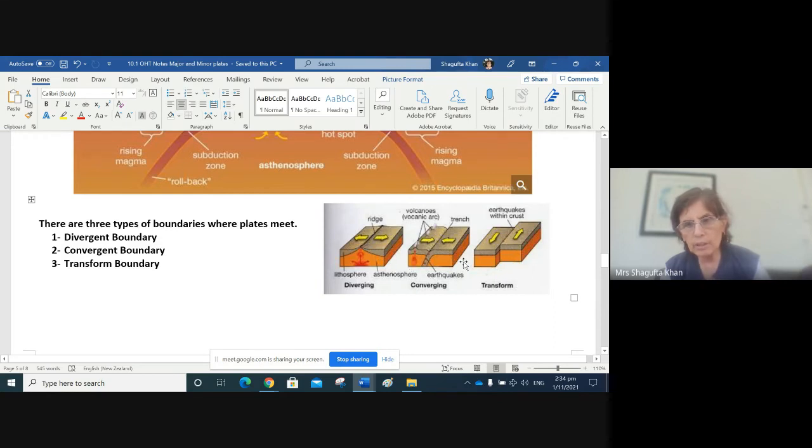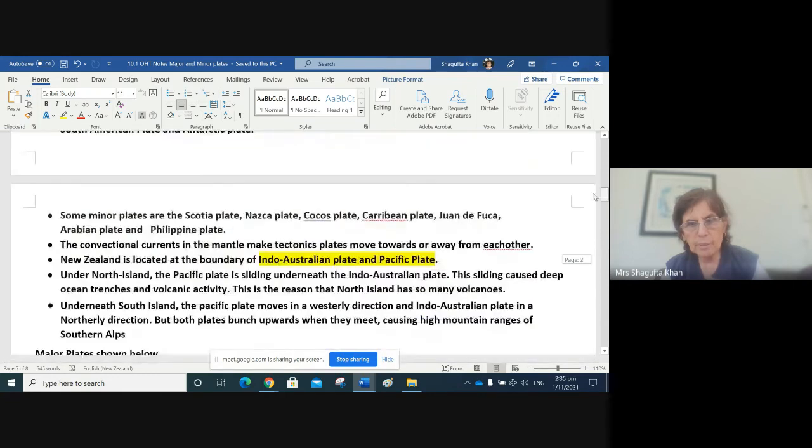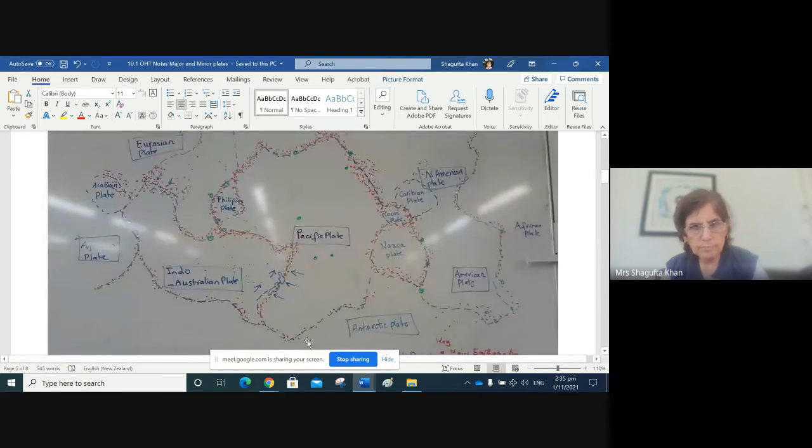So these are the three types of boundaries. I will go back over here to the main map that we had. Now if you see over there, okay, now, we are more concerned about what is happening in the North Island. The Pacific plate is moving to the left. This plate is going up, but this plate is sinking underneath.